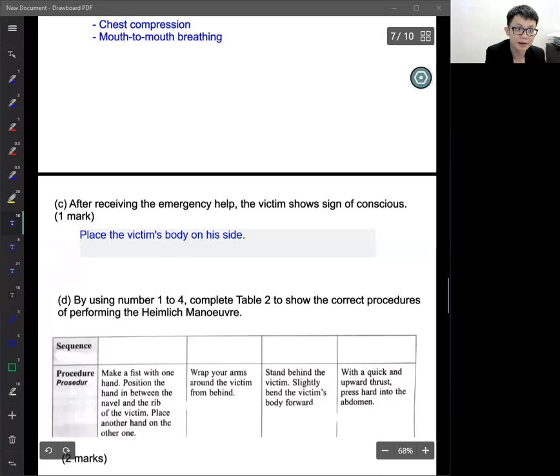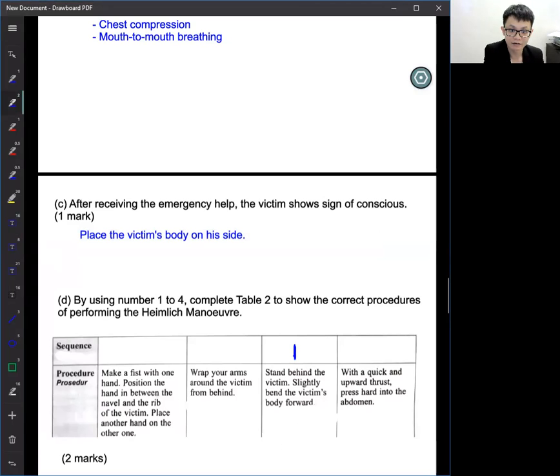Number 1. Number 2 will be wrap your hands around the victim from behind. Number 3 is make a fist. Position your fist properly. And number 4, with a quick upthrust, press hard.